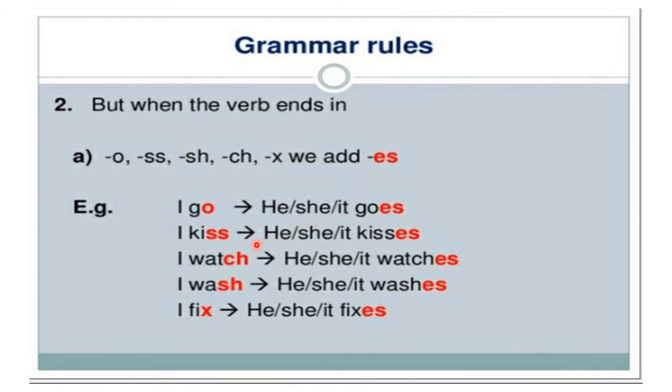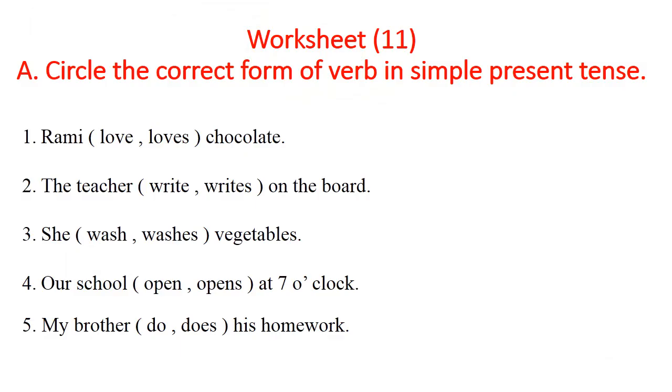The same thing with double s, kiss: I kiss, he, she, it kisses. I watch, he, she, it watches. I wash, he, she, it washes. The last one, I fix, he, she, it fixes. I add es because I have the letter x at the very end.